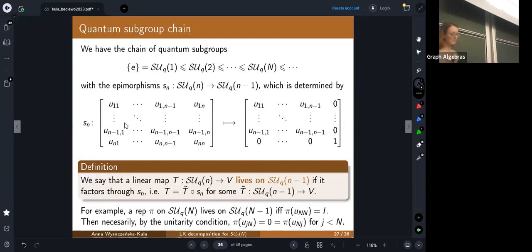Okay, and now we say that if we are given a linear map going from SUQN to some vector space, it lives on this smaller subgroup if it factorizes through this epimorphism Sn. And we will use it, for instance, to say that a representation of SUQN lives on a subgroup. This factorization basically means that elements sent to 0 by Sn will be sent to 0 by this representation, and the element that is sent to 1 will be sent to identity by this representation. And by the unitarity condition, we can see that being 1 on this bottom right corner of the fundamental representation is exactly equivalent to a representation living on this smaller subgroup.